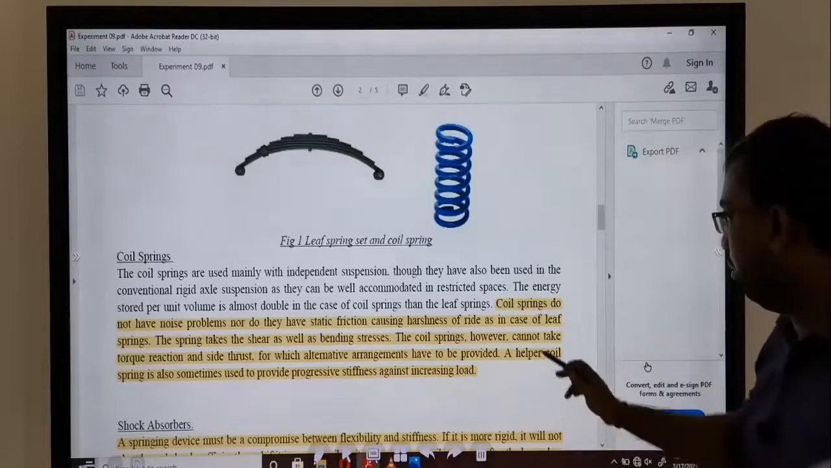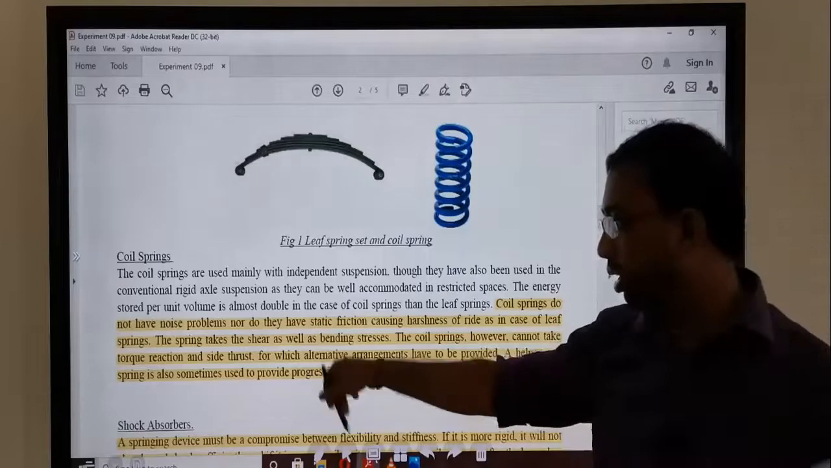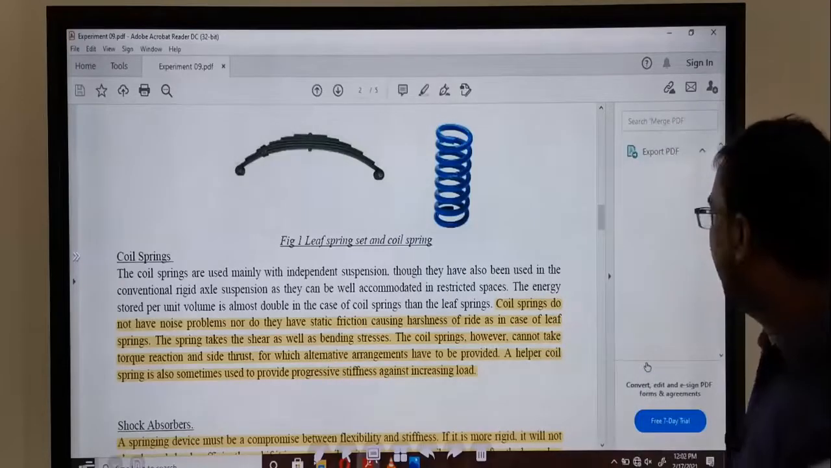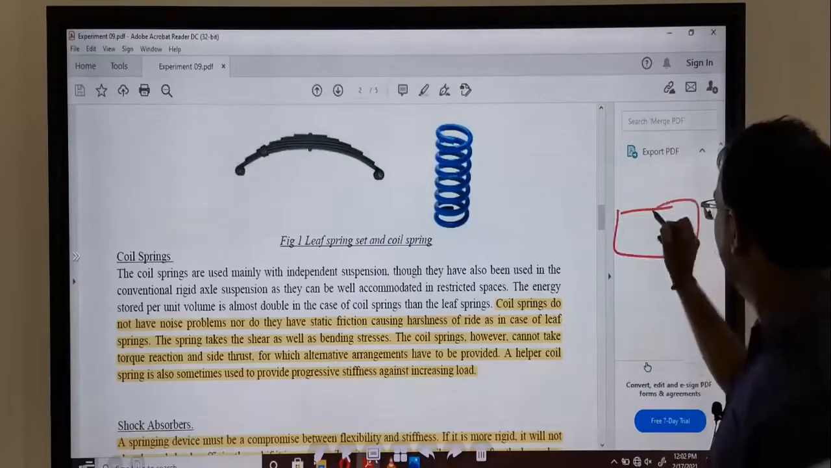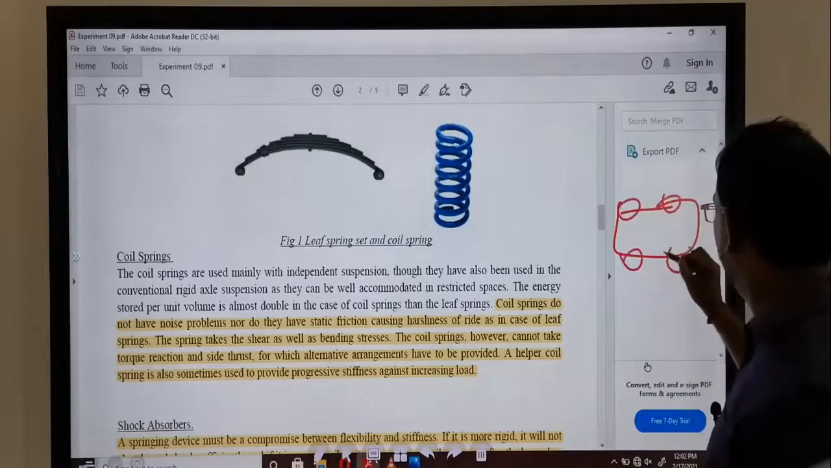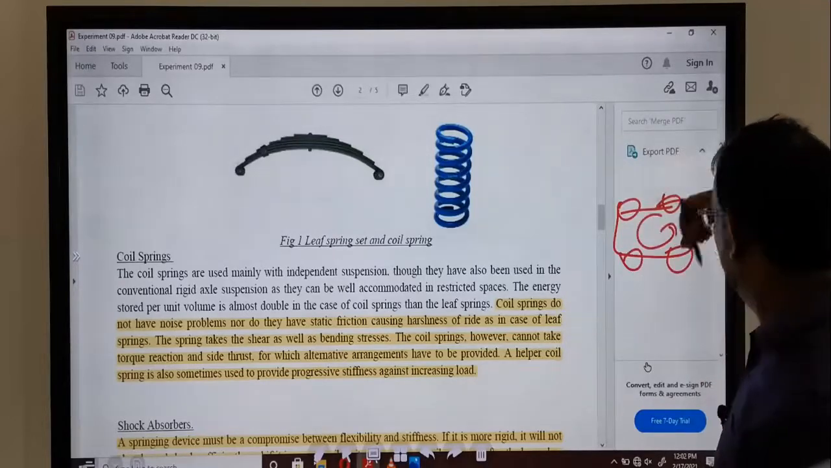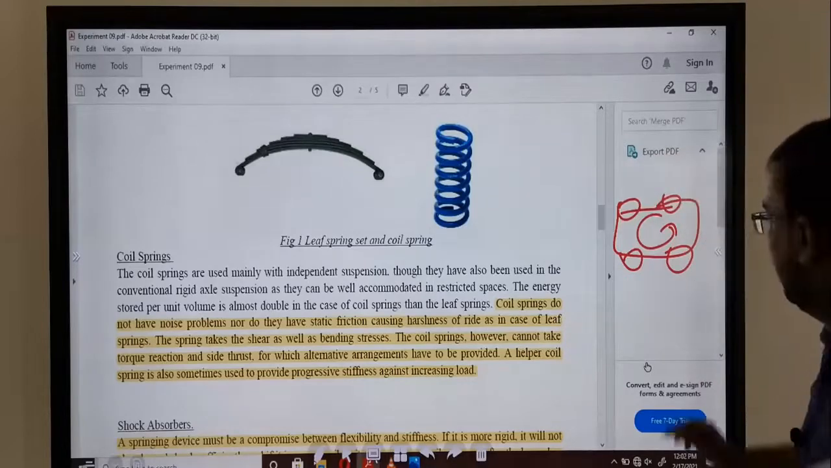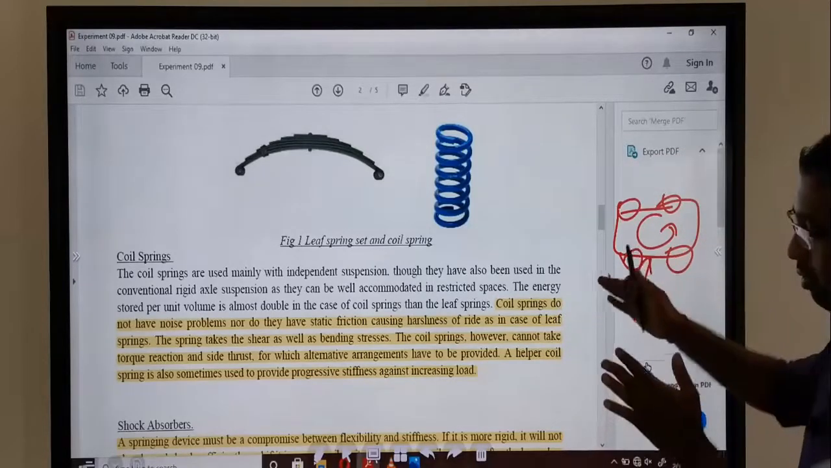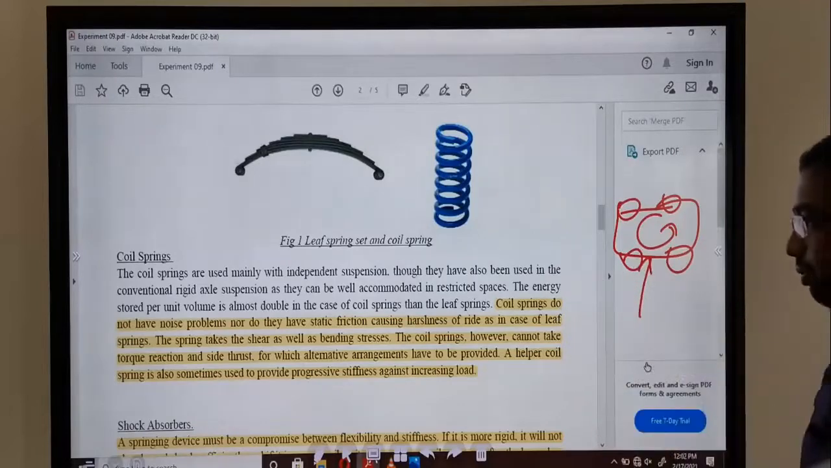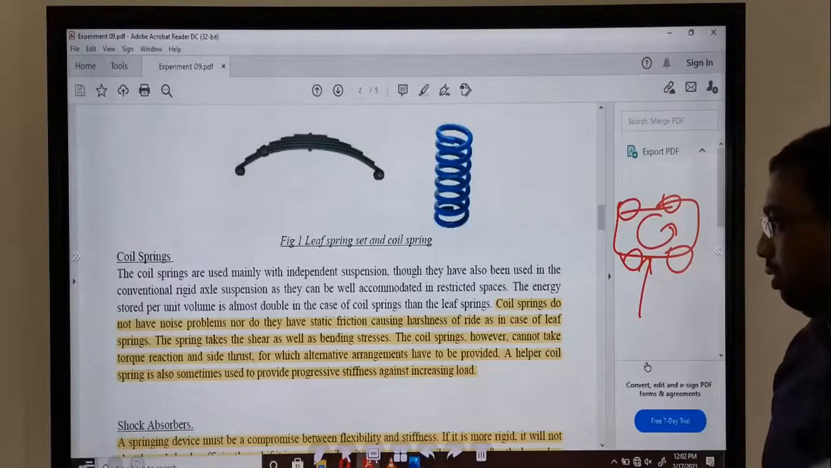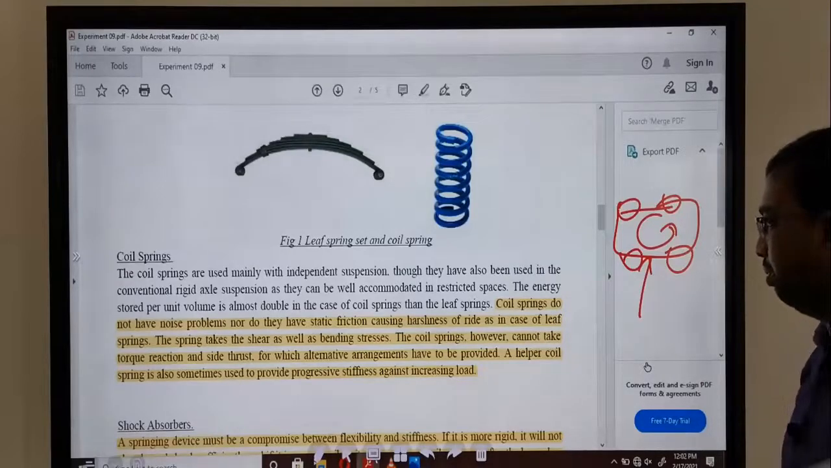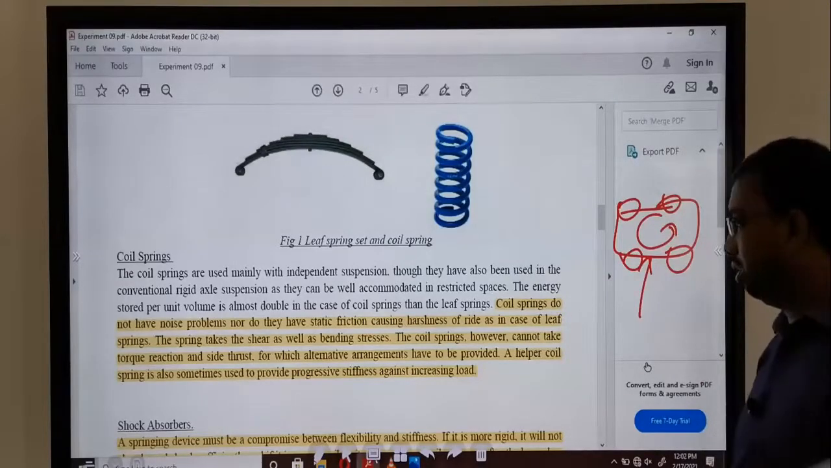However, it cannot take the torque reaction or side thrusts. Torque reaction I already told you. Here is a vehicle. Torque means the vehicle rotates itself, like this. Or the side thrusts, this side movement. So an alternative arrangement has to be provided. I think you noticed.